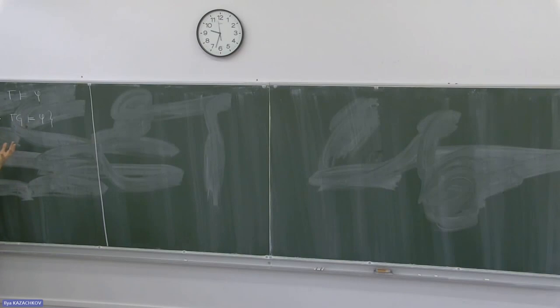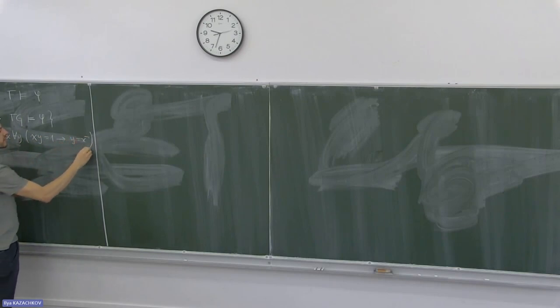And there are, of course, plenty of such sentences. For example, something like: for all x, for all y, if x y equals 1, then actually y is equal to x inverse. So something like saying that inverses are unique. This is not part of the axioms, but for sure it is a logical consequence.